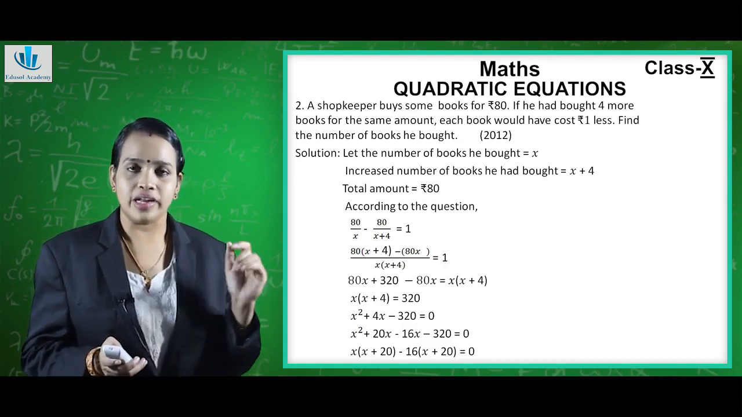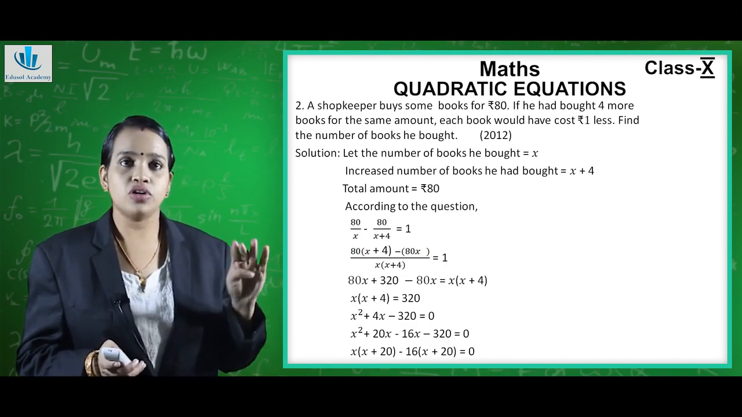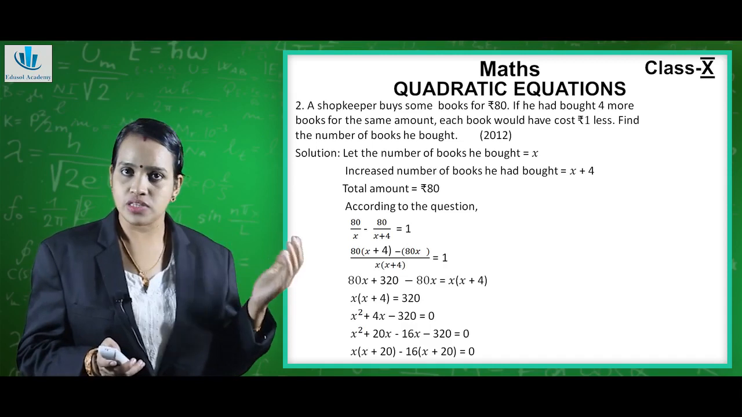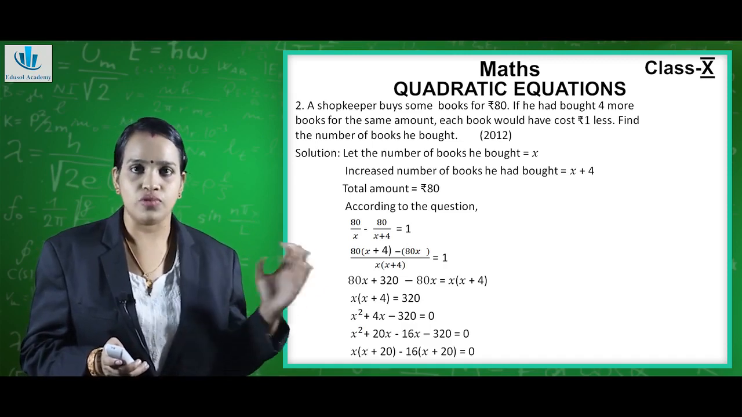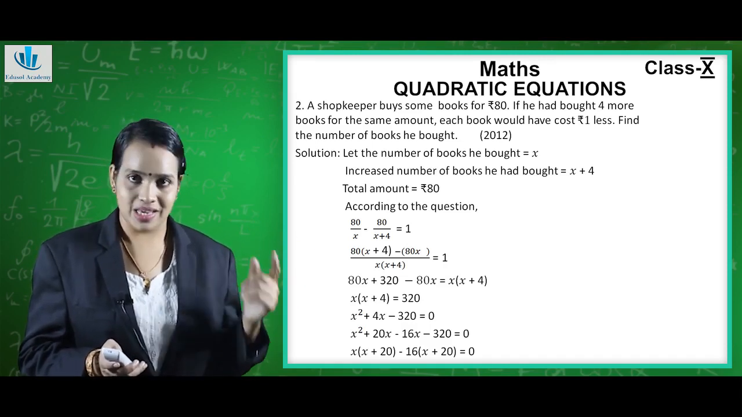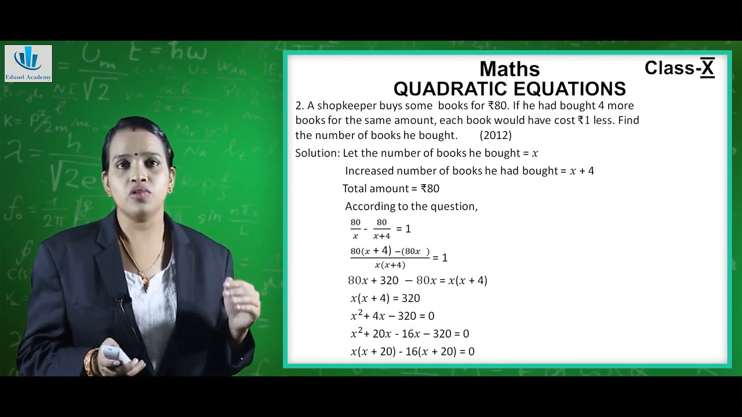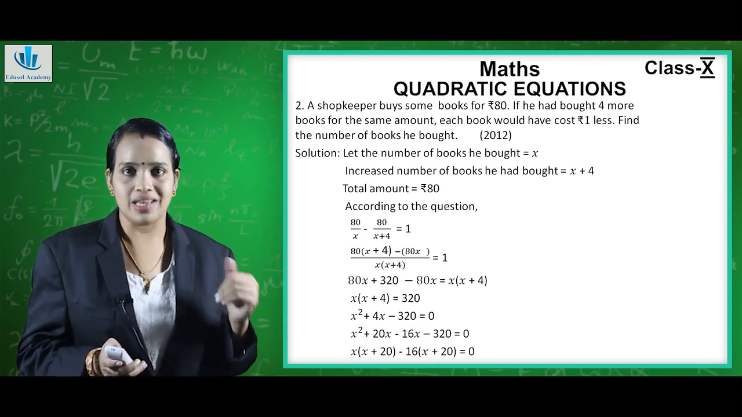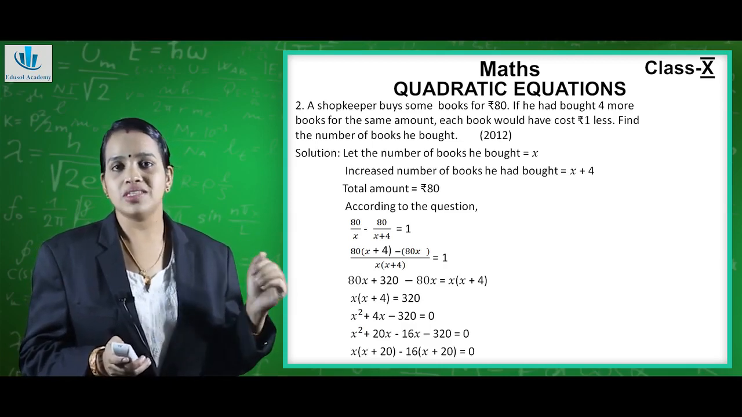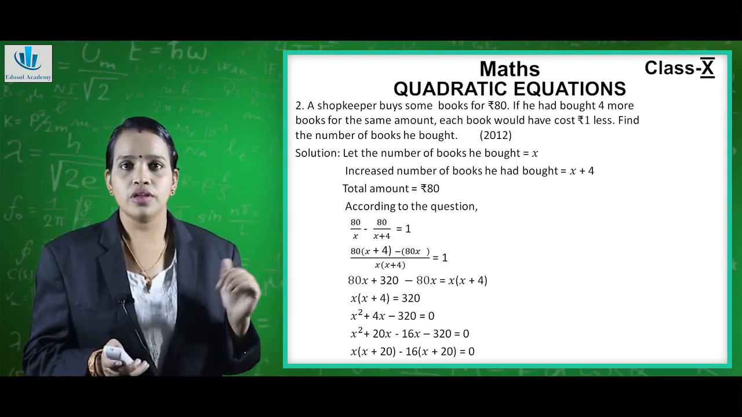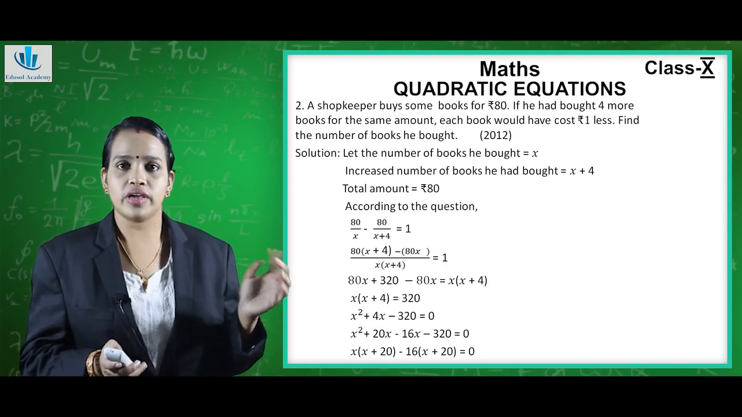So what we will do, we will take the number of books as x. So let the number of books he bought be equal to x. Now he had bought 4 more books, so it becomes x plus 4. So we can write it as the increased number of books he had bought is equal to x plus 4. Now the total amount he paid is rupees 80. So according to the question, when he bought 4 more books, he got each for rupees 1 less. So we can write it as 80 upon x minus 80 upon x plus 4, which is equal to 1. Now that is total amount upon number of books. This is the equation. Now we can solve this equation.